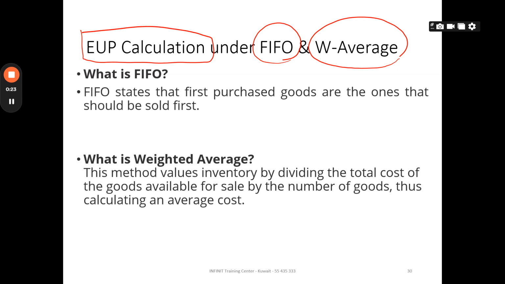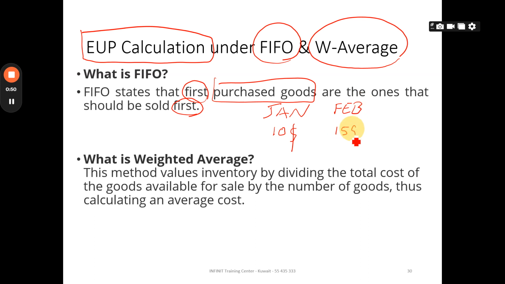Now what is FIFO? FIFO states that the first purchased goods are the ones that should be sold first. That's what first in, first out means. Whatever you purchased first, you are assuming that is what you are going to sell first. You can imagine in Jan you bought an item that cost $10. In Feb you bought the same item, but by then the cost is $15. And in March you are selling this item for $20.